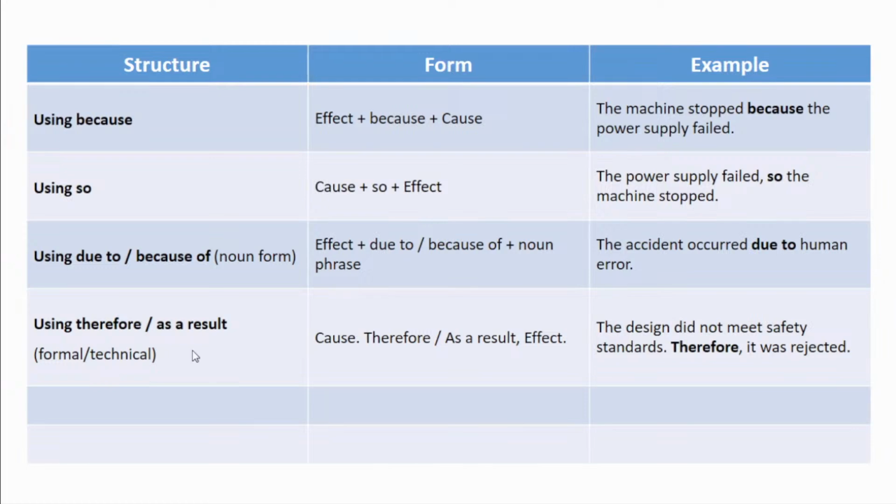Right. Then using therefore, as a result for technical. Right? Formal or technical. Cause, therefore, as a result, effect. Because the design did not meet safety standards. Therefore මේක ඇවිල්ලා effect එක, it was rejected. Right? The design did not meet safety standards තමයි cause එක. So මෙන්න මේ therefore වගේ terms ආපුවාම effect එක එනවා. මේක ඇවිල්ලා formal technical usage වලදී අපි use කරන words.